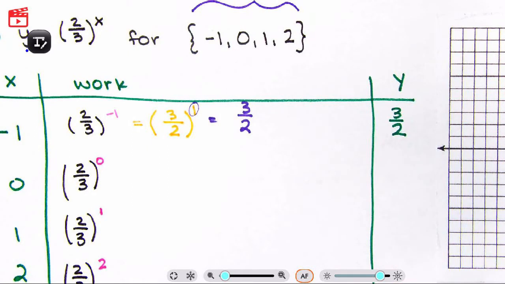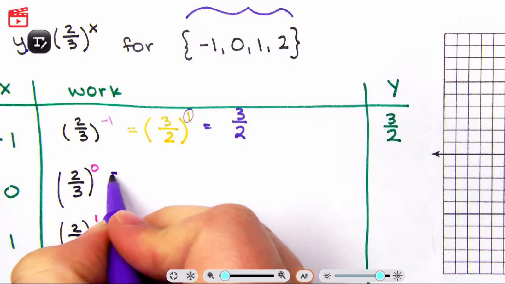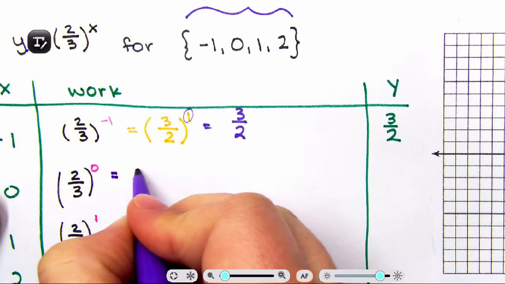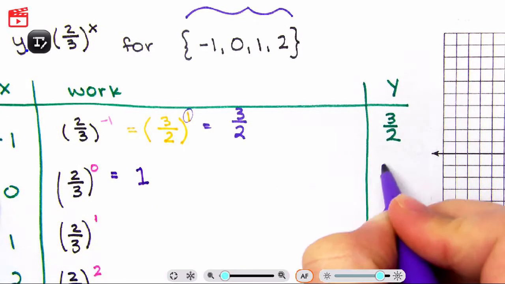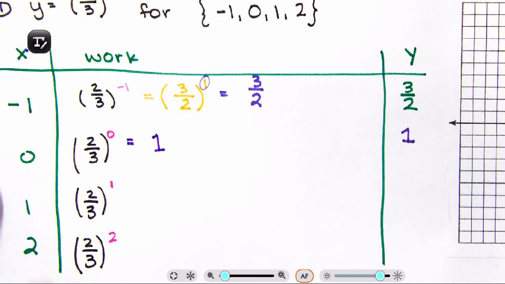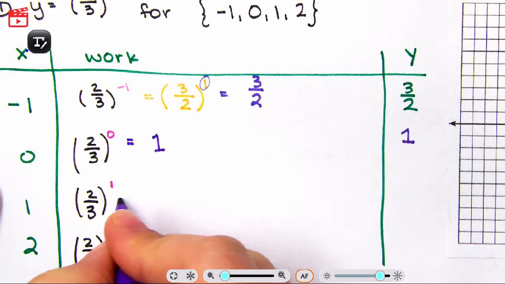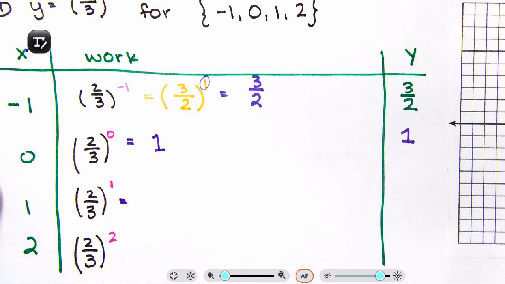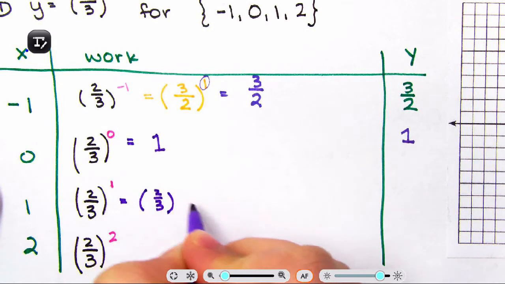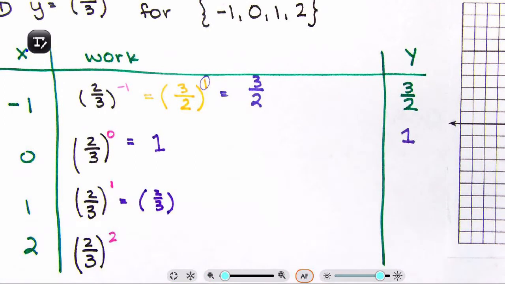Now let's try one more time. This one I'm doing a happy dance for because anything to the 0 power is 1. So this is just 1. My input was 0, my output is 1. Now this one here, again, is a positive exponent of 1, which tells me I just write my base 1 time. So my base is 2/3. My exponent is 1, that's it, 2/3.